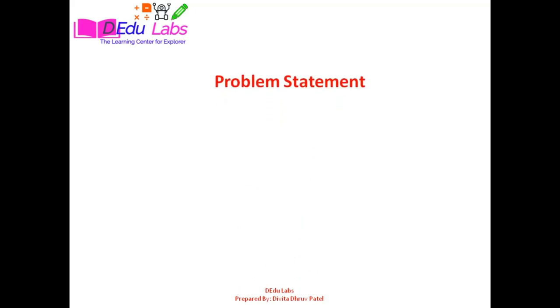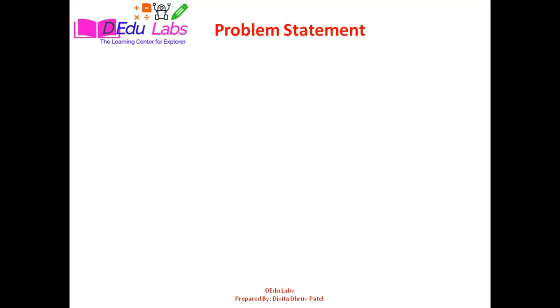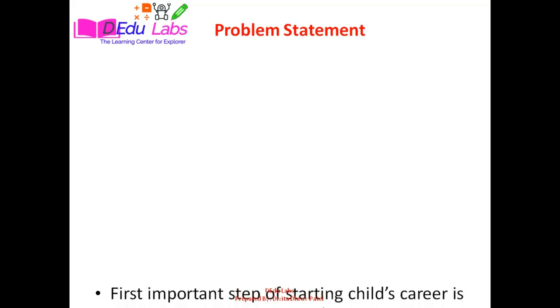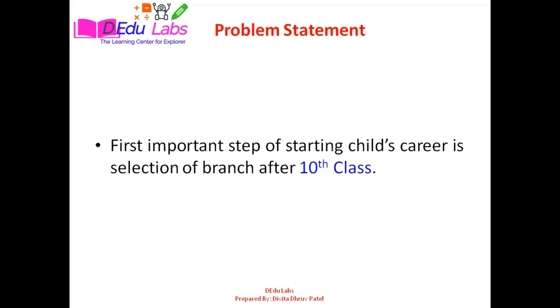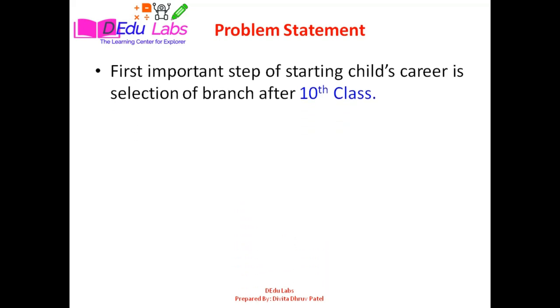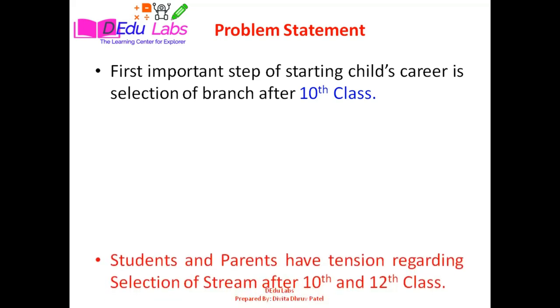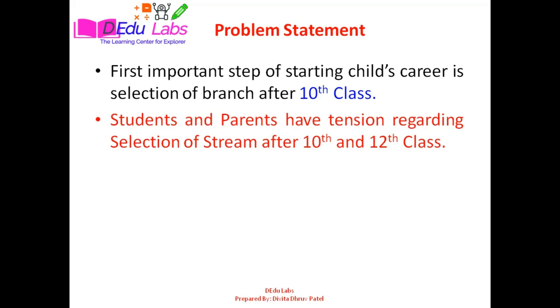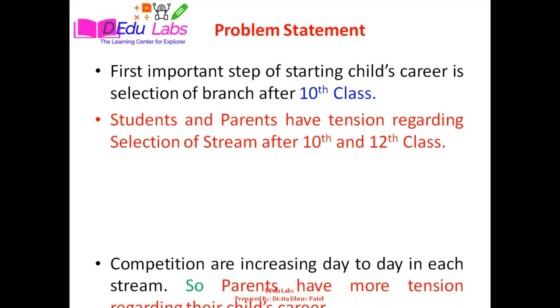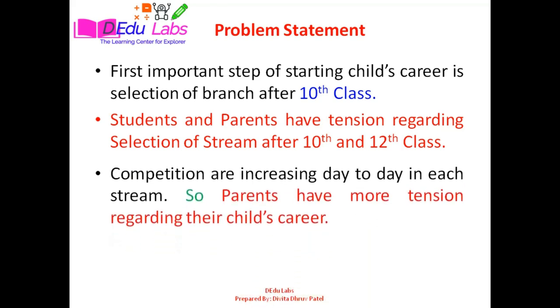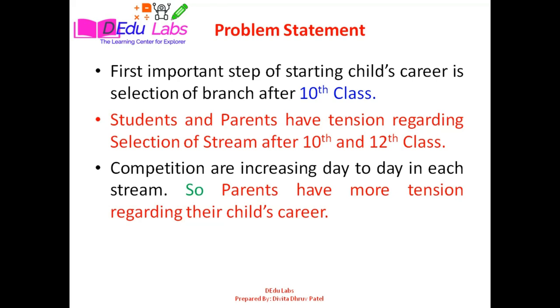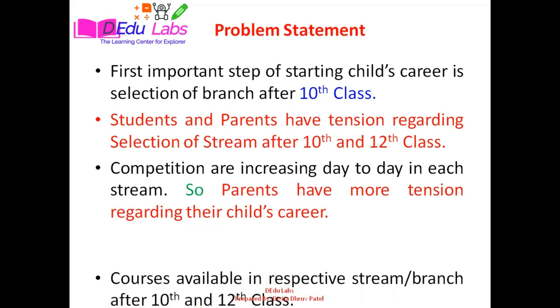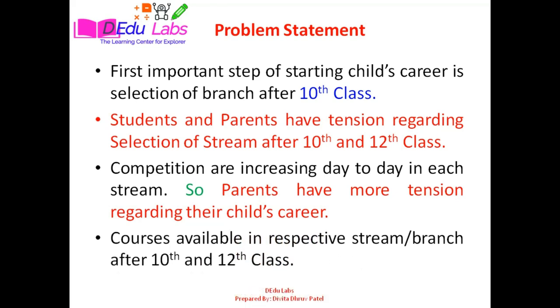So first, we will discuss problem statements, problems faced by students as well as parents in selecting a branch. The first important step of starting a child's career is selection of branch after 10th class. Second problem, students and parents have tension regarding selection of stream after 10th and 12th class. Third, competition is increasing day to day in each stream. So, parents have more tension regarding their child's career. And last but not least, what are the courses available in the respective stream after 10th and 12th class?